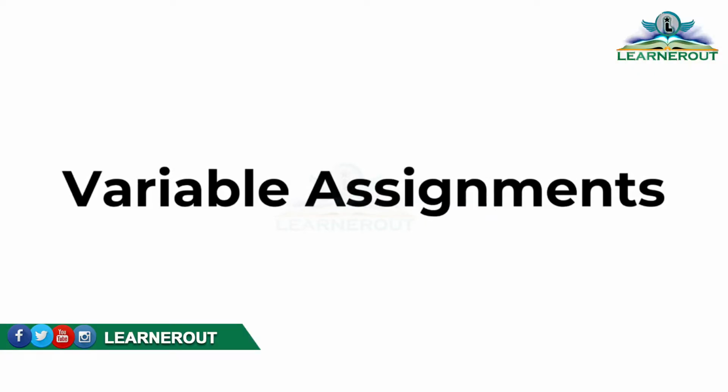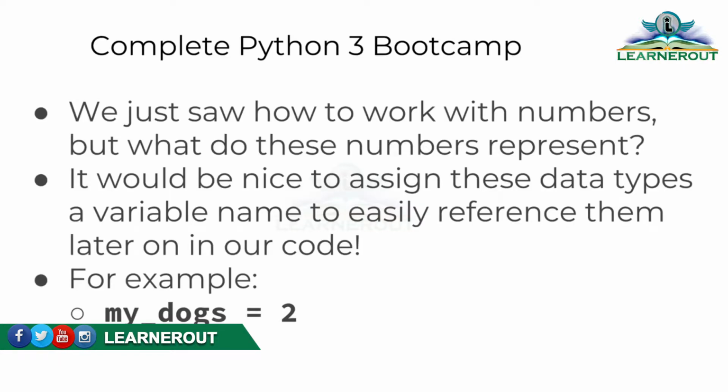Welcome back, everybody. In this lecture, we're going to be discussing variable assignments. Now, we just saw how to work with numbers, but what do these numbers actually represent? We had integers and floating point numbers, but we don't actually have a variable name assigned to them. So it'd be nice if we can assign these particular data types a variable name to easily reference them later on in our code. For example, I could say a variable name my_dogs is equal to 2 because I have 2 dogs.